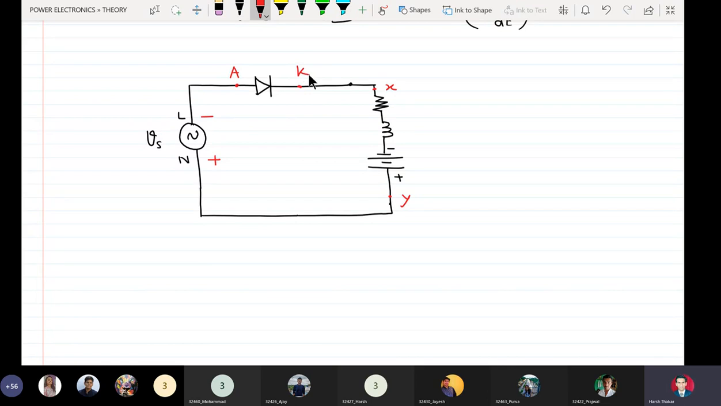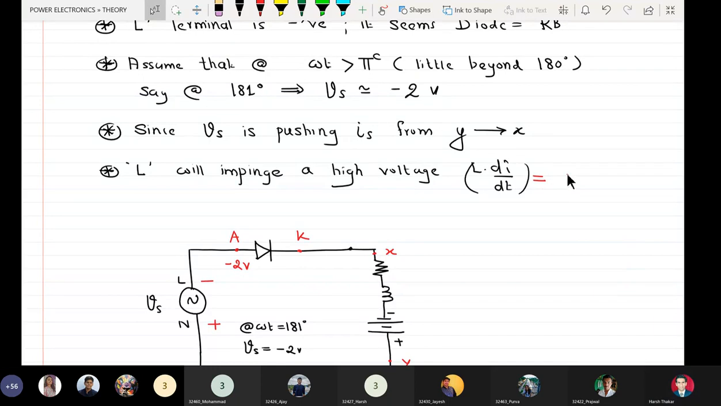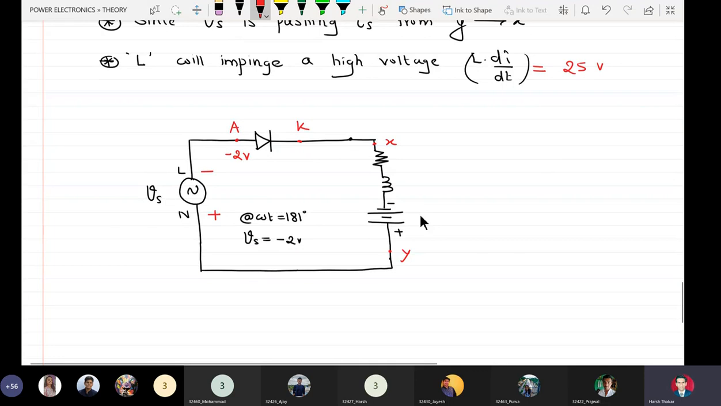anode, cathode. Okay, again at omega t equal to 181 degrees, let us assume that Vs is equal to minus 2 volts. Students, here I have minus 2, and let me assume that L di by dt is approximately say 25 volts. So suppose the inductor imposed potential is 25.